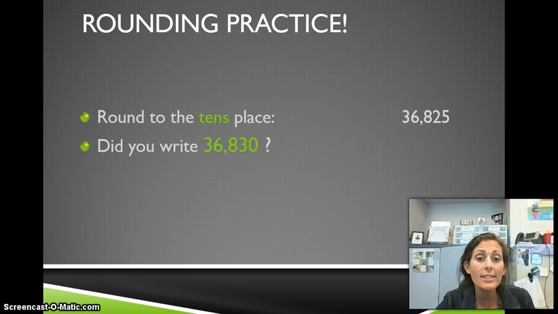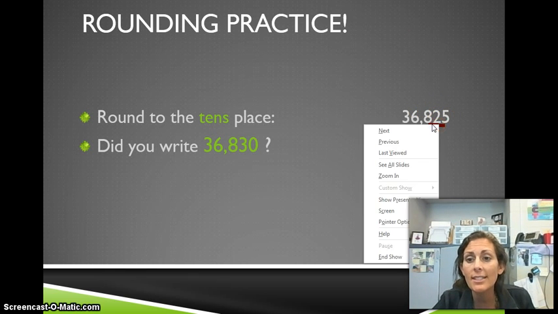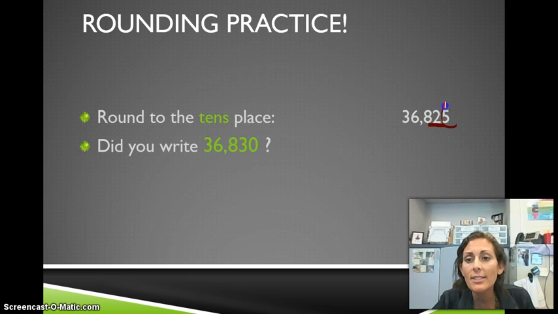If you wrote 36,830, you've got the correct answer. I do want to go ahead and look at this problem. It said to round to the nearest tens place. So here is the 2. It's in the tens place. And the 5 is the digit behind it.